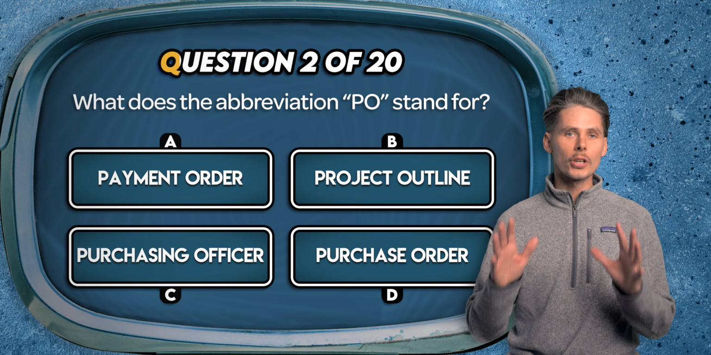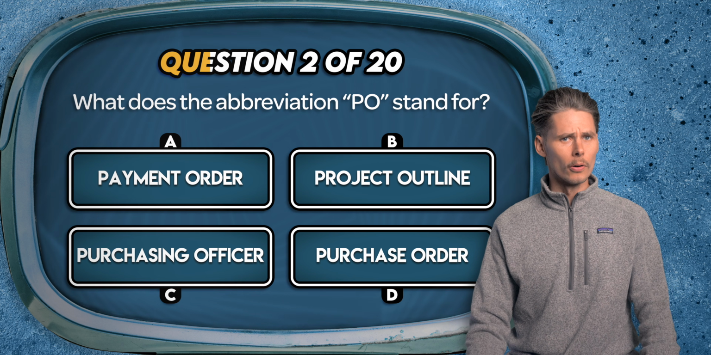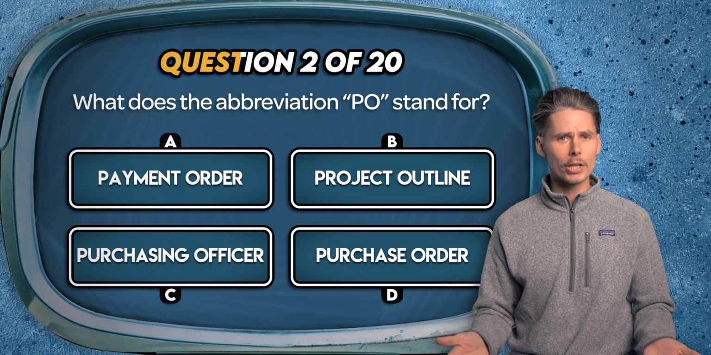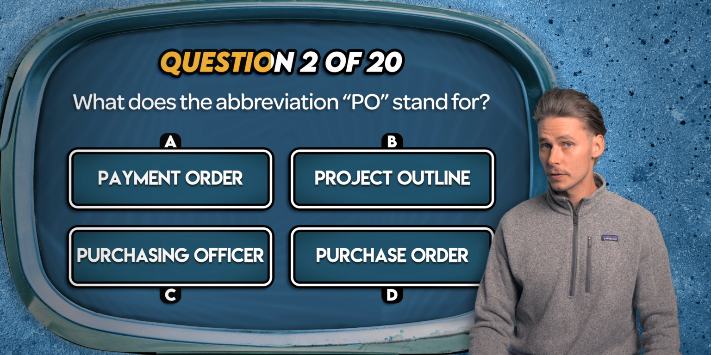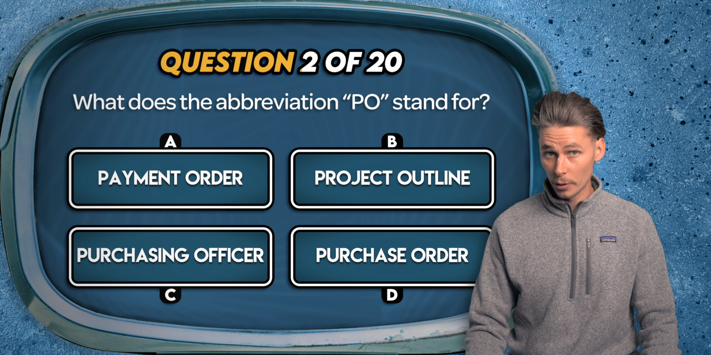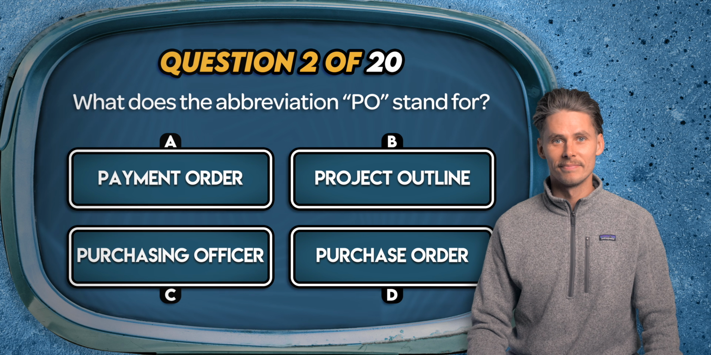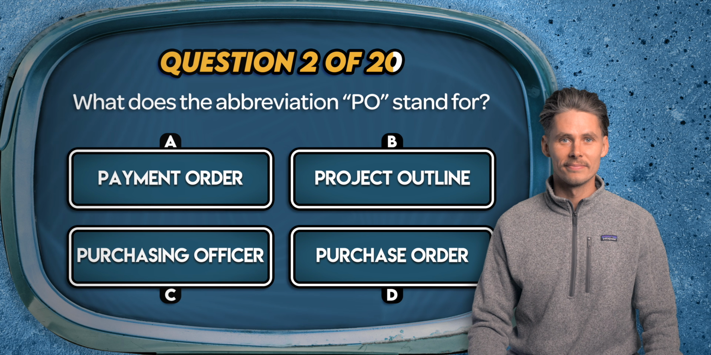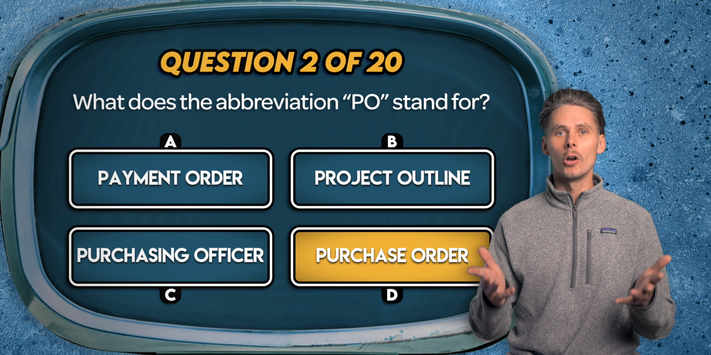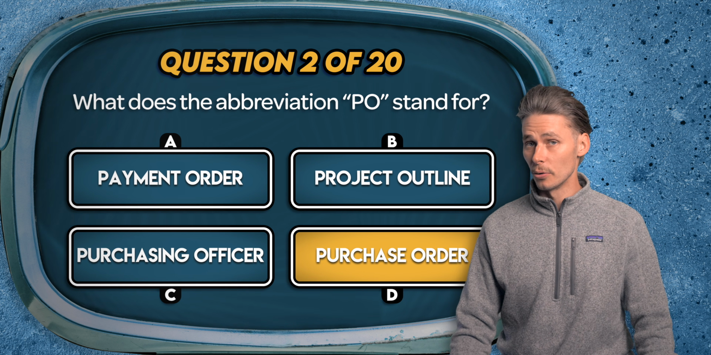Question 2. What does PO stand for? Is it payment order, project outline, purchasing officer, or purchase order? It's D. PO is the initialism for purchase order.